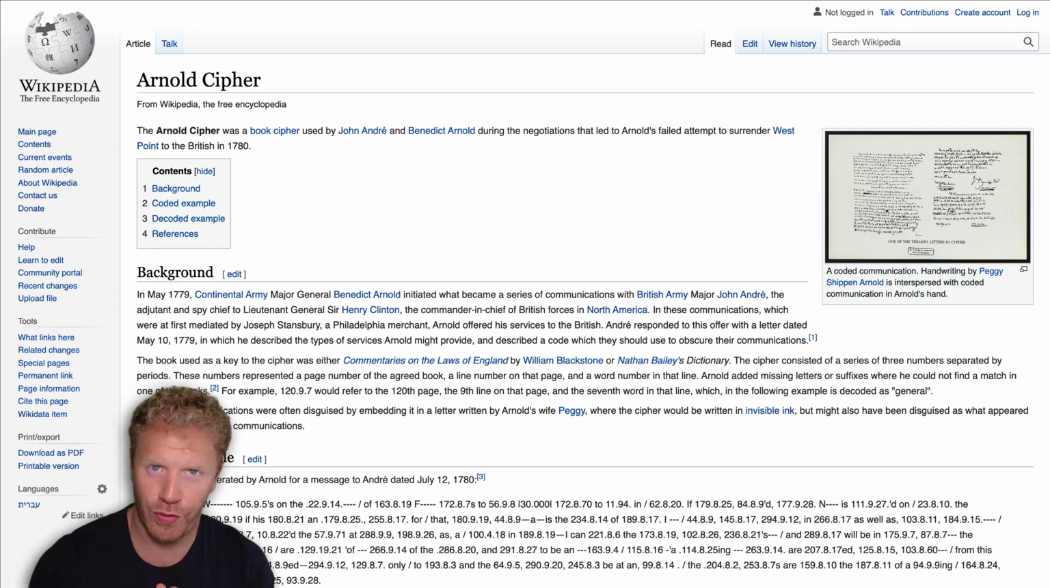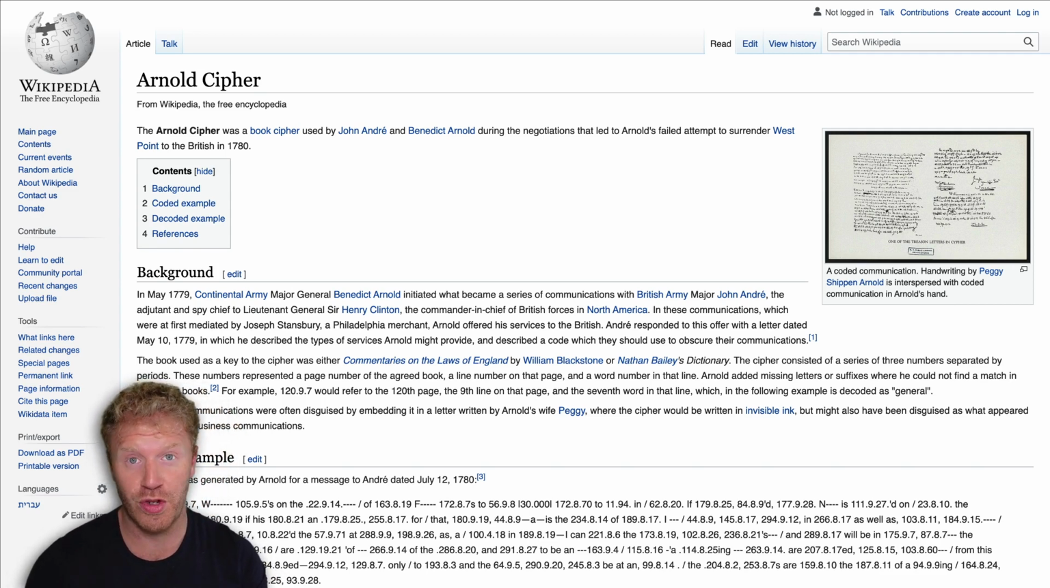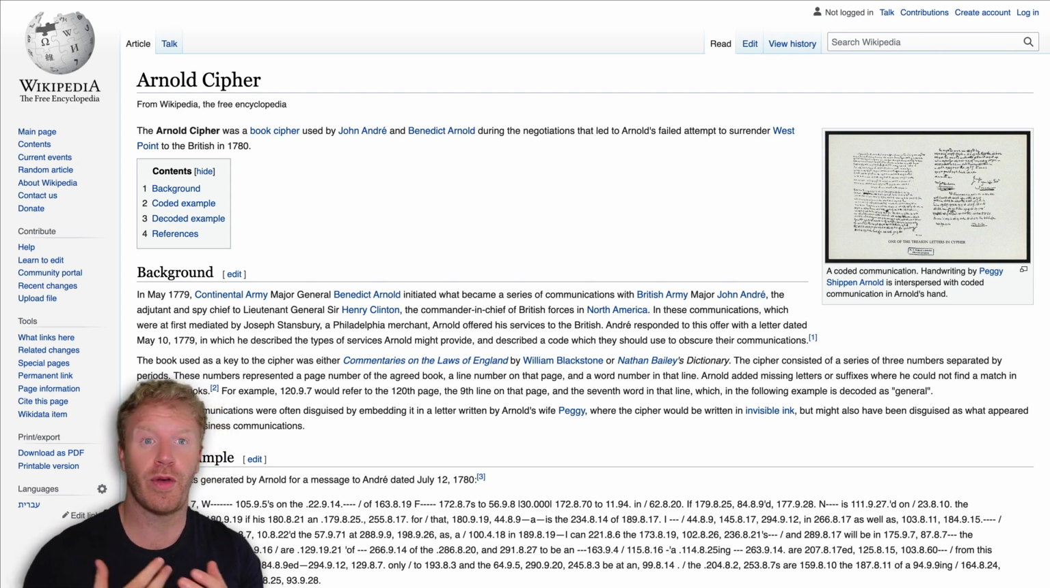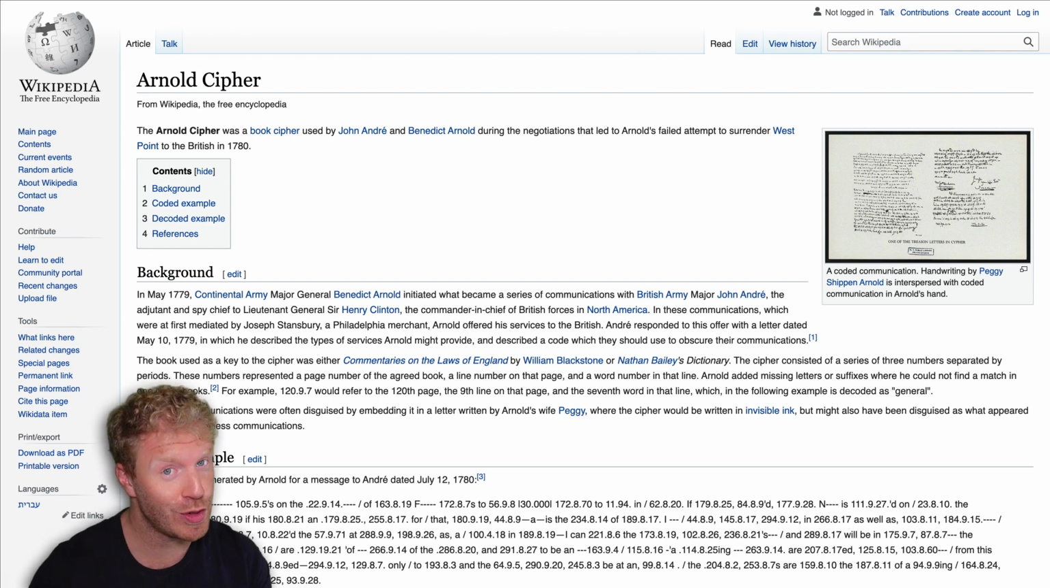Now, the Arnold cipher is a pretty fascinating opportunity to explore some history, to introduce an actually fairly secure mechanism of exchanging information using a more rich source like a book, and also an opportunity to learn something that might be useful to you in some of the challenges in the CyberStart game.